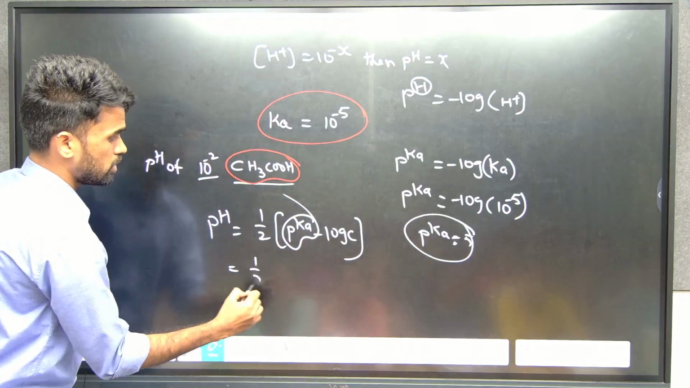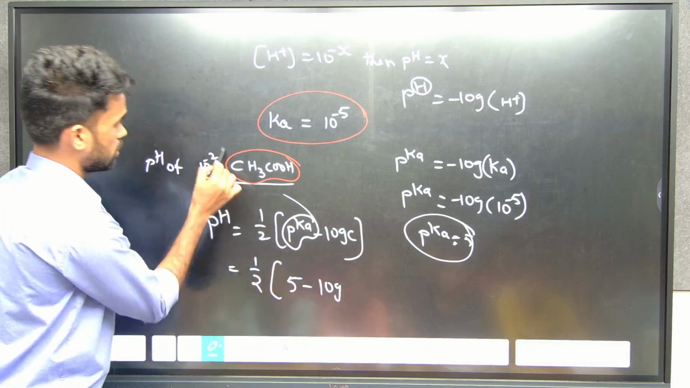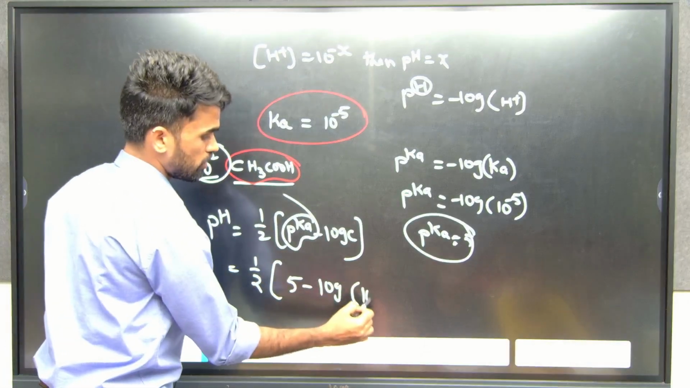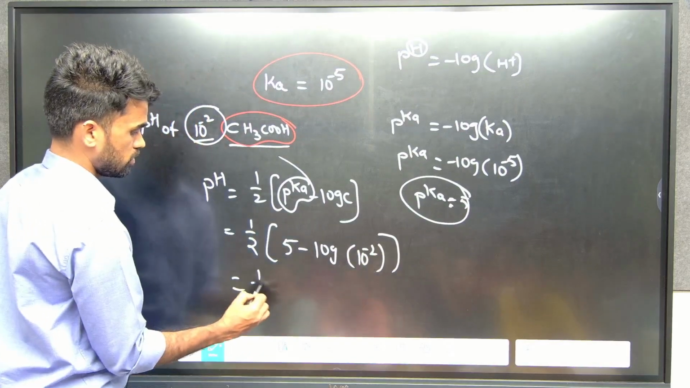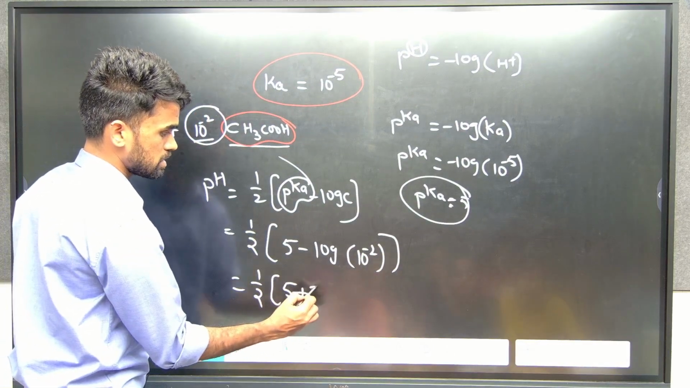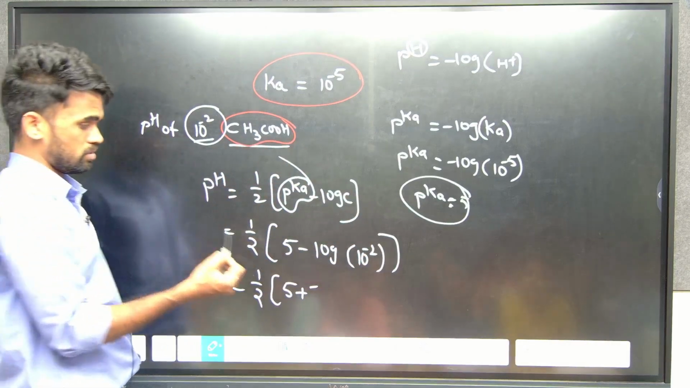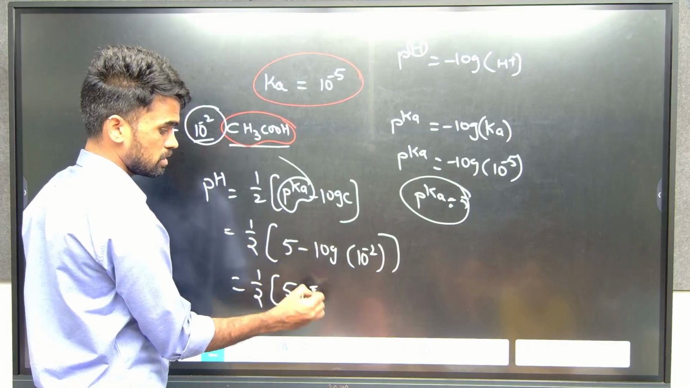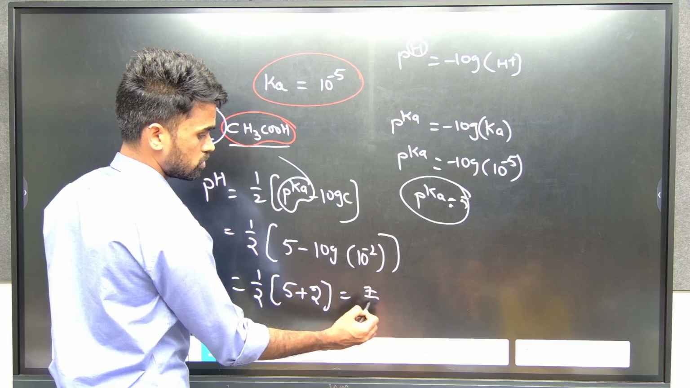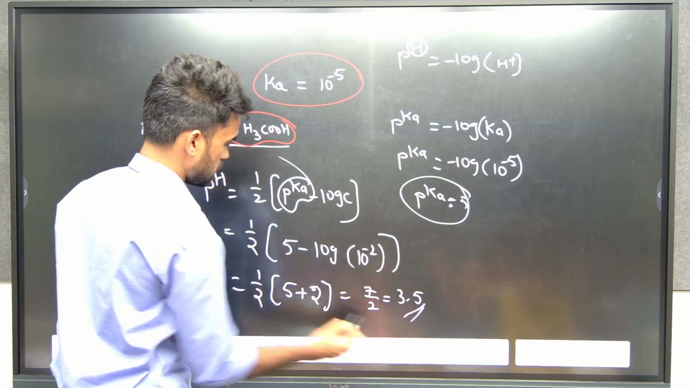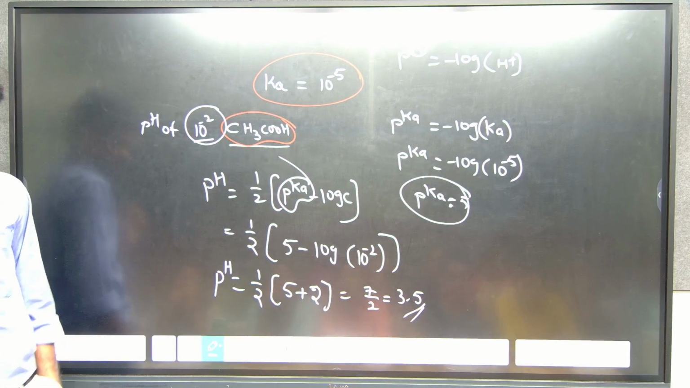So pH is half of 5 minus log C. 10 power minus C means what? Concentration. So how much is it? Half of 5 minus of minus 10 log 10 power x, you can write it. So minus minus plus. So how much is it? 7 by 2, 3.5. So this is how you need to calculate the pH of a weak acid. Everyone got this? Yes. Next one.